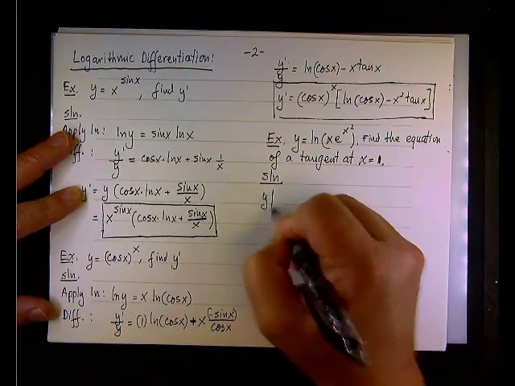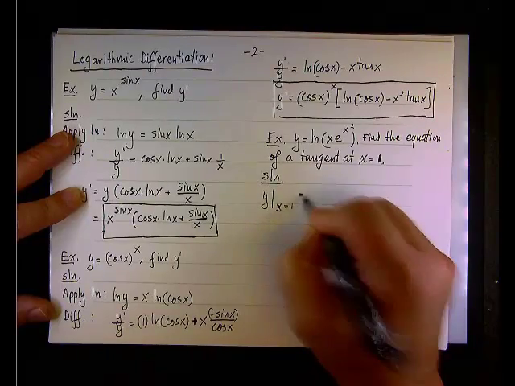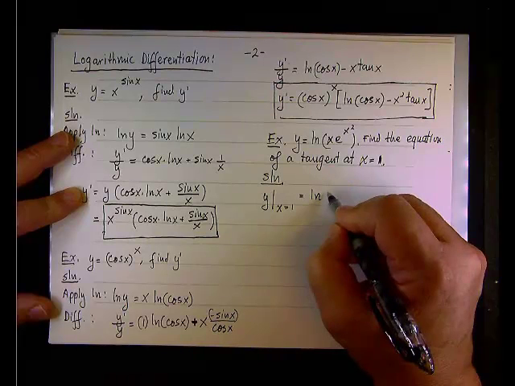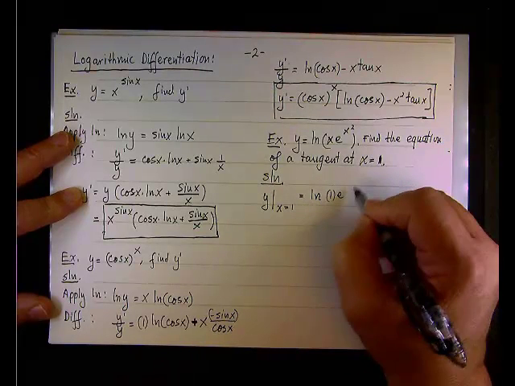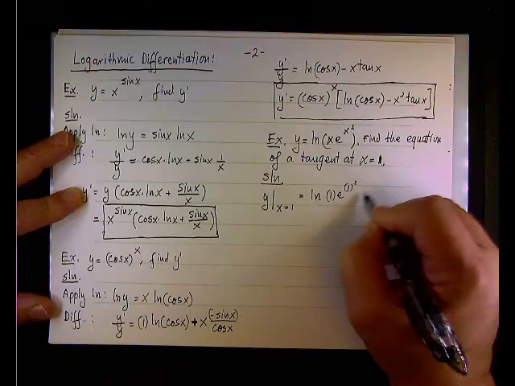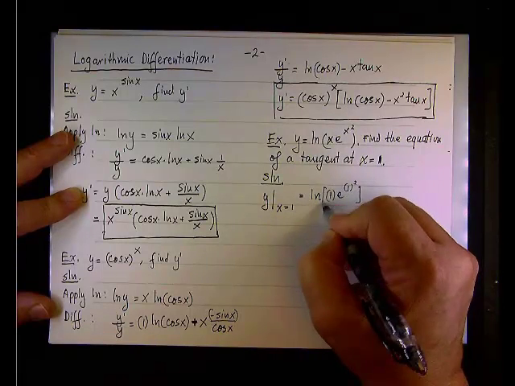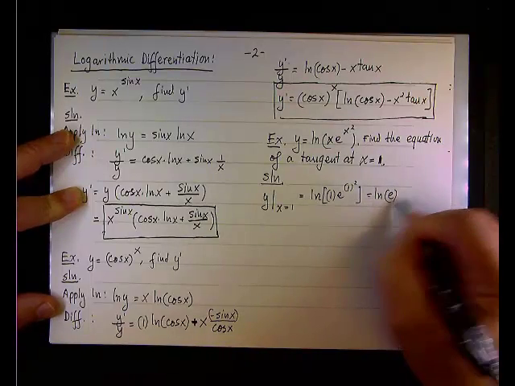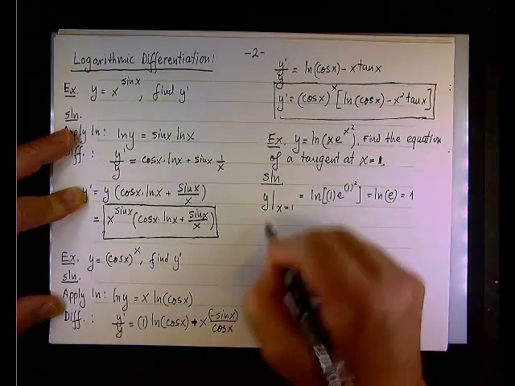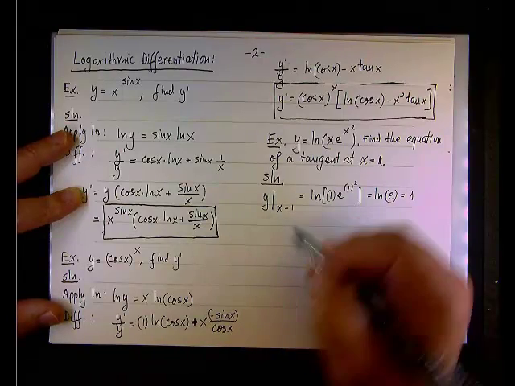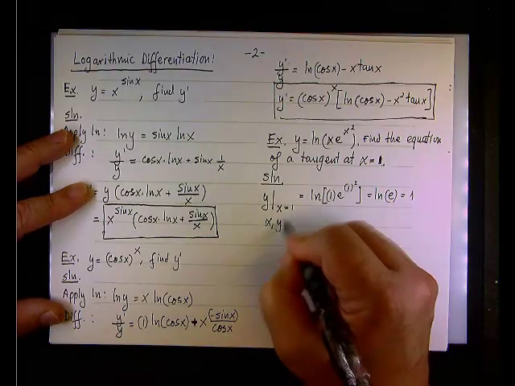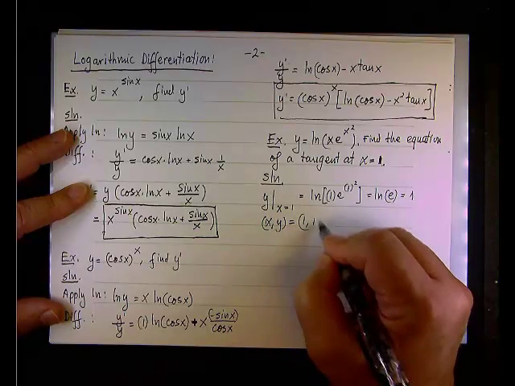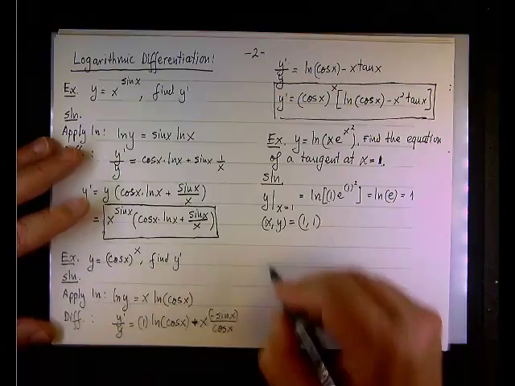So y, when x equals 1, we're simply going to substitute x with 1, and it will be the natural log of 1 times e to the power of 1 squared, like so. It turns out that this will be the natural log of e, and the natural log of e is 1. So the point where we're going to look for the tangent will be (x, y) equals (1, 1).